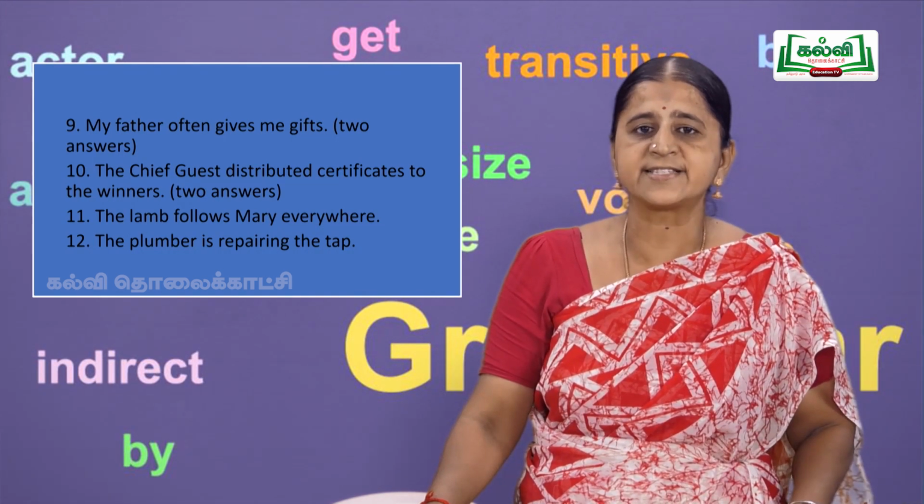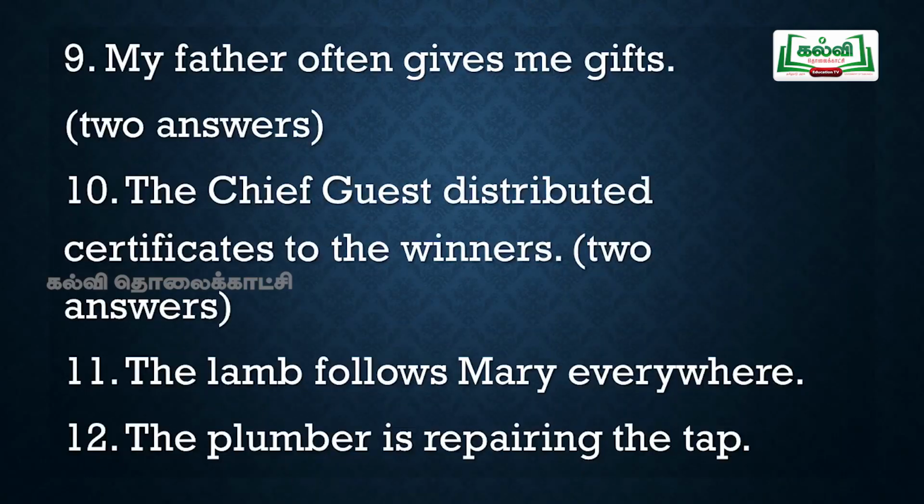Now look at sentence number 10. The chief guest distributed certificates to the winners. Now distributed is the verb. So once again put the question what to the verb. The chief guest distributed what? Answer, certificates. So certificates வந்து direct object. The chief guest distributed certificates to whom? The winners. அப்போ the winners வந்து indirect object.